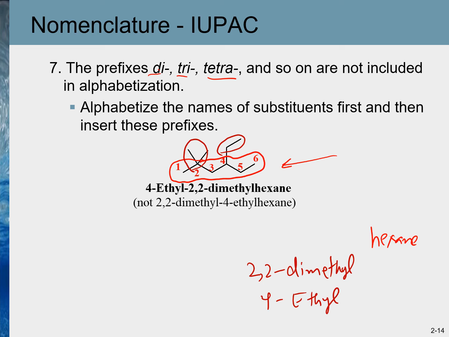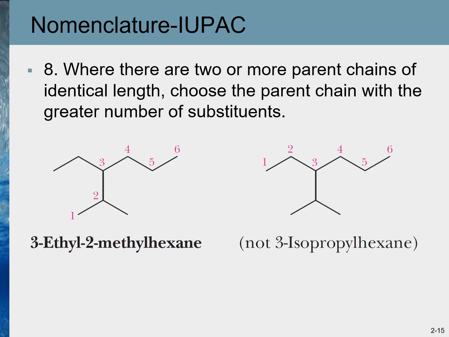Now when we arrange them in order, we do not consider D from di in alphabetical order. That is not considered. We compare the methyl M and ethyl E to find the alphabetical order. So therefore the correct name is 4-ethyl 2,2-dimethyl hexane and not 2,2-dimethyl 4-ethyl hexane. So di is not considered to find the alphabetical order. And finally, we are on to the last rule.